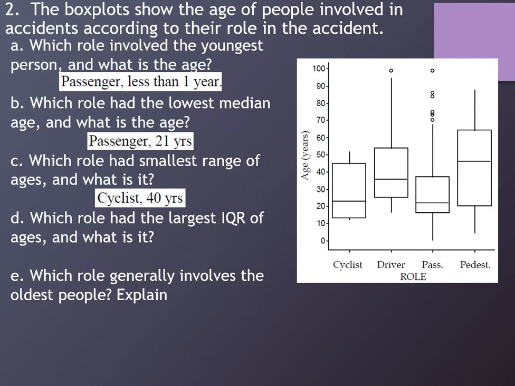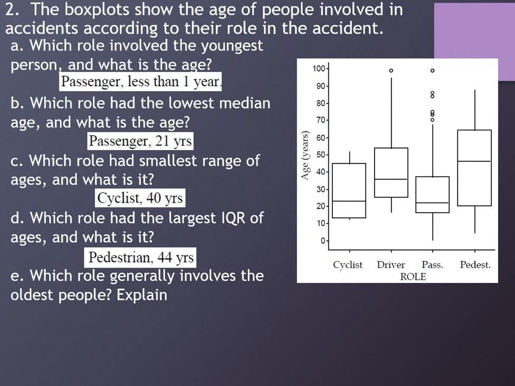So who had the largest interquartile range? Largest IQR? Pedestrians. What is it? What is the range? What is the IQR for pedestrians? Guesstimate. See, if you didn't say 44, I'm sorry, you're wrong. You're all wrong. You're all going to fail. It's just the way it is. No, 45 is perfectly acceptable here.